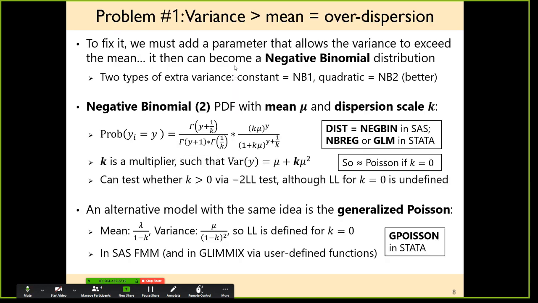The most common fix to that is to add something to the Poisson that allows the variance to exceed the mean. And it works out that the negative binomial distribution can be used for this purpose. Originally, negative binomial describes the opposite of binomial. It's like the number of failures out of the number total, or something like that.